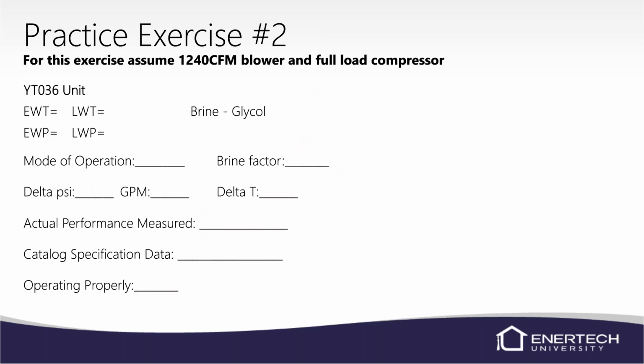So we'll go through another exercise here. This is a YT, which is the packaged unit, and it's a 3-ton unit, and we're moving 1,240 CFM with glycol in the system, so propylene glycol.